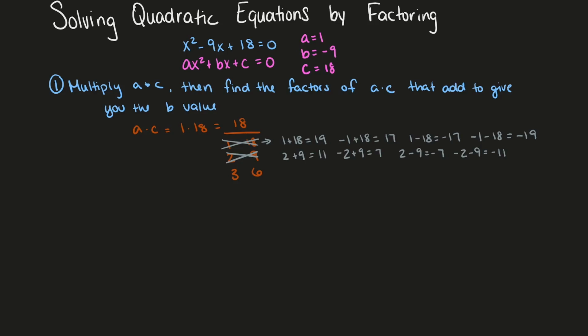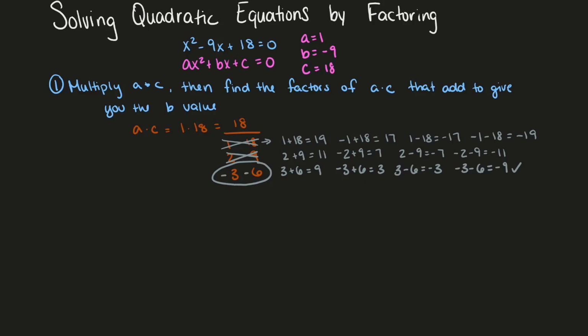So let's take a look. 3 plus 6 is positive 9, but we need negative 9, so it's not that. Negative 3 plus 6 is 3. 3 minus 6 is negative 3. And negative 3 minus 6 is negative 9, which is exactly what we're looking for. So we know our factors are 3 and 6, and we know it's negative 3 and negative 6.